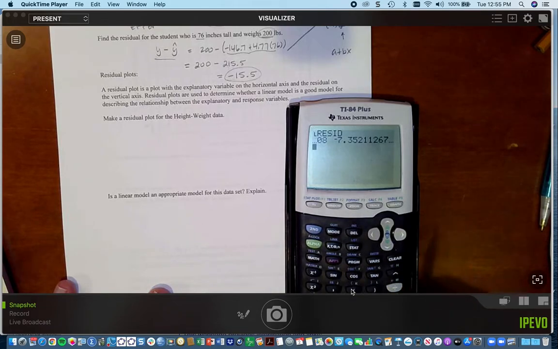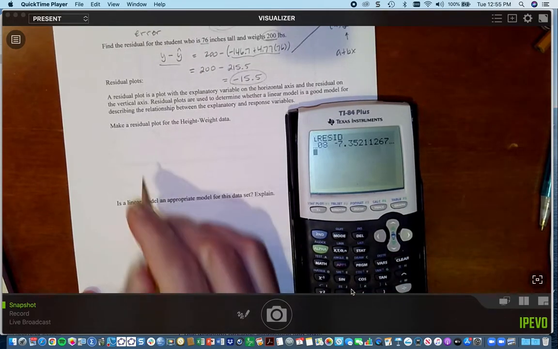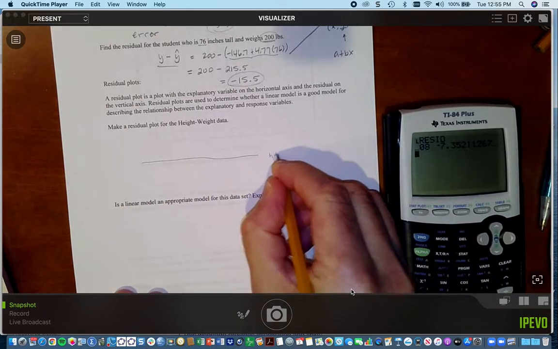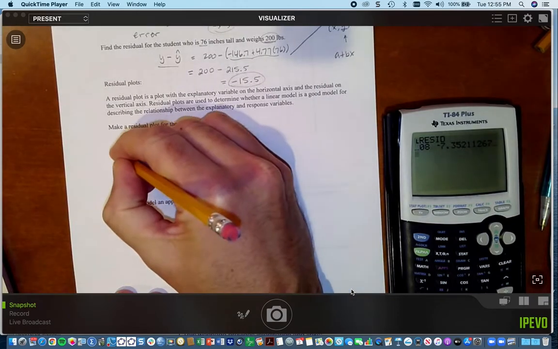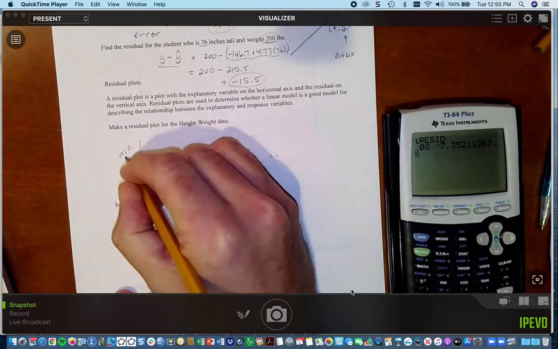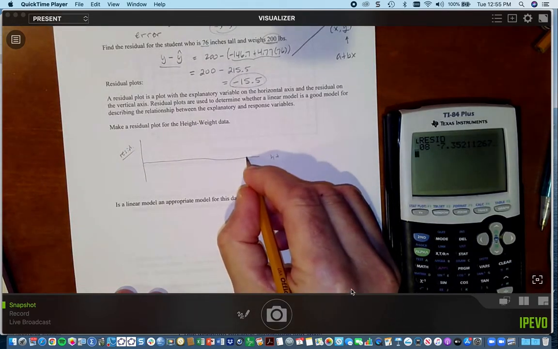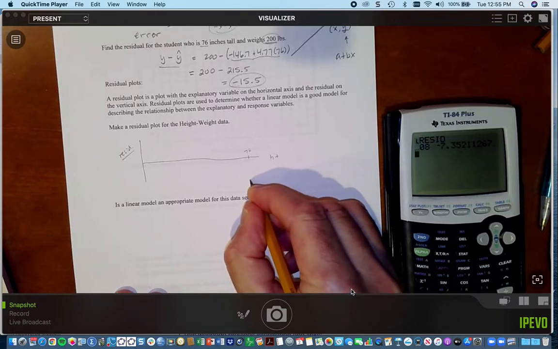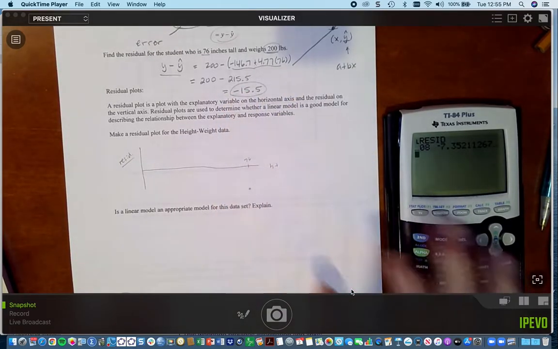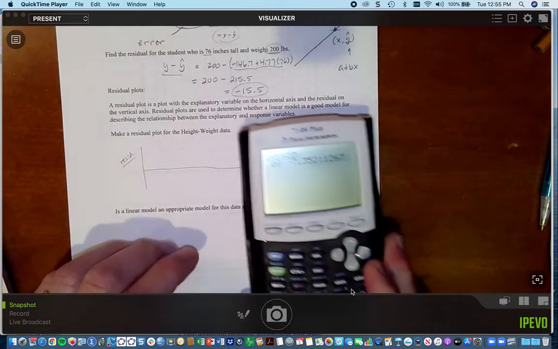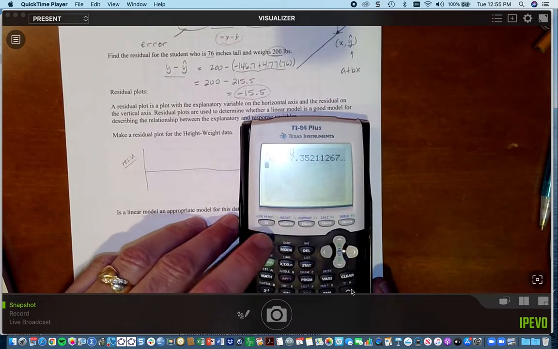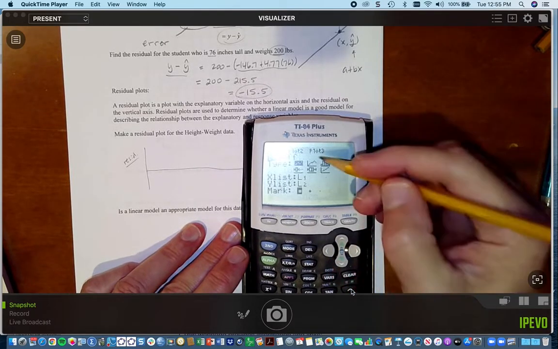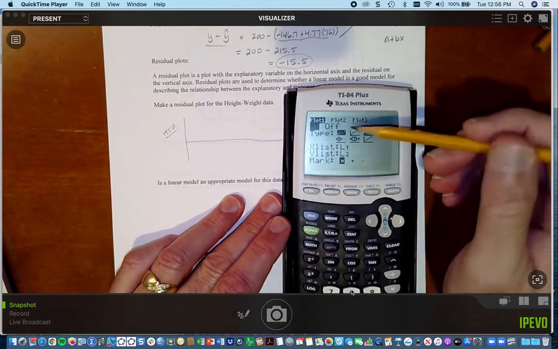All right, and what I'd like to do then is I want to make a graph that has along this axis the heights, and then along the vertical axis is the resids, or the residuals. All right, so we should end up with a point that's out here at 76 and negative 15.5. Okay, that's the one that we calculated up here. All right, I can create this residual plot. It's just second y equals. I'm going to use this first graph. Now, I think we used this one the last time we did it.